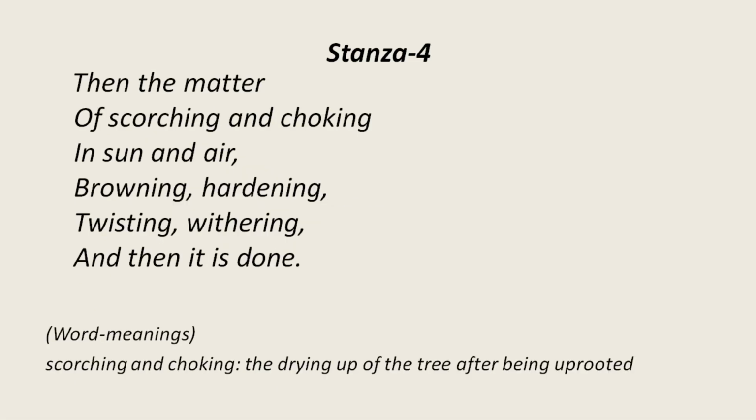Then the matter of scorching and choking in the sun and air. So when the root is exposed, it starts decaying. Browning, hardening, twisting, withering, and then it is done. The color starts changing, it gets brownish and then blackish. The wood starts getting hardened, it becomes very brittle. You can break it once it is hard. It twists, it withers, means the tree decays, and finally it dies.